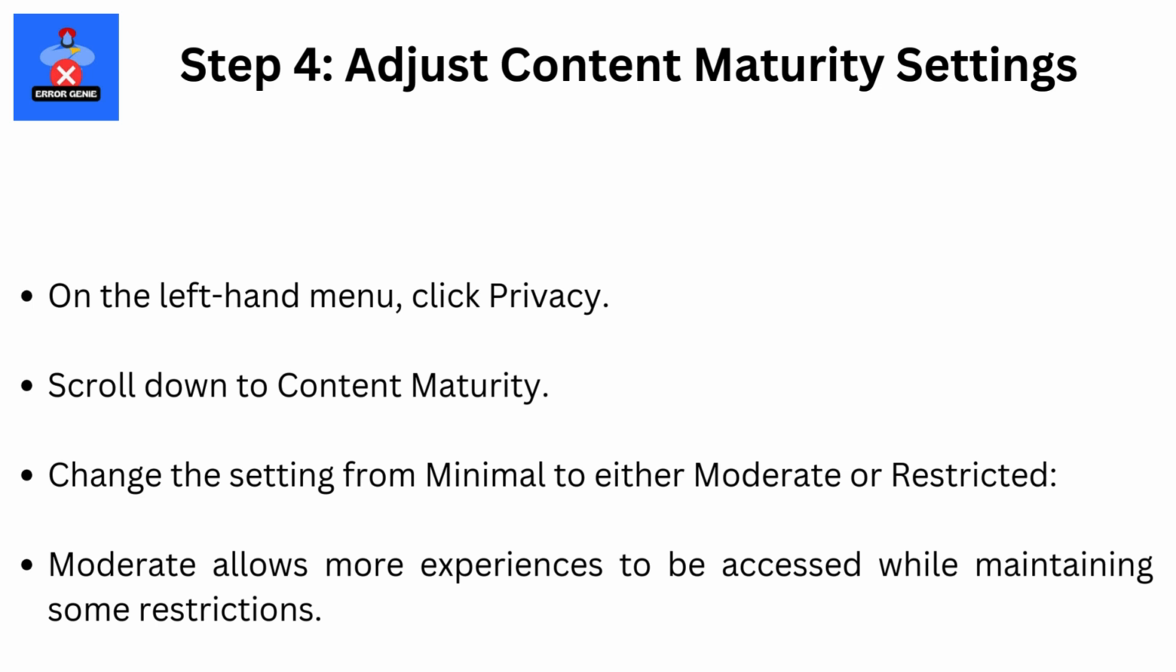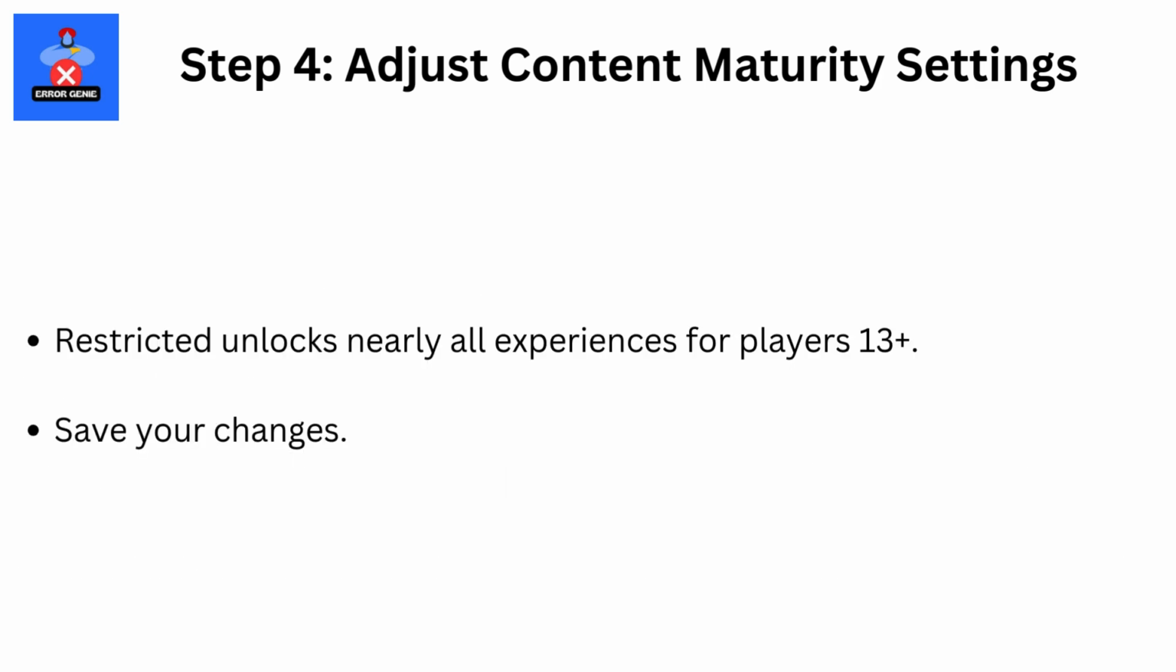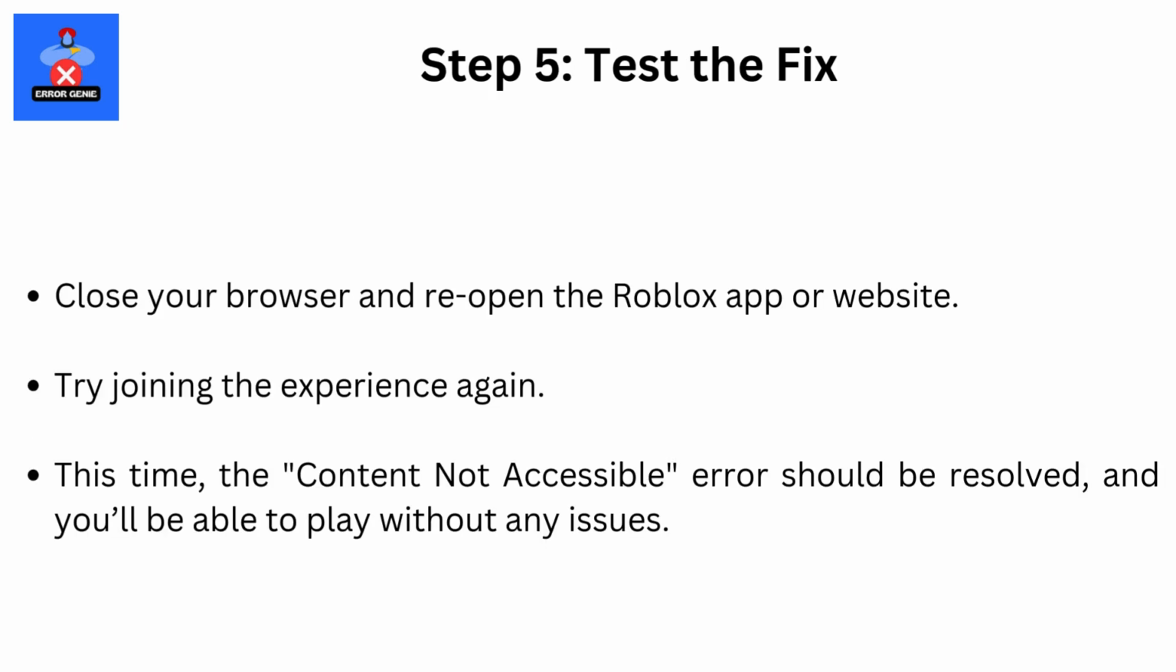Step 4. Adjust content maturity settings. On the left-hand menu, click Privacy. Scroll down to Content Maturity. Change the setting from minimal to either moderate or restricted. Moderate allows more experiences to be accessed while maintaining some restrictions. Restricted unlocks nearly all experiences for players 13 plus. Save your changes.